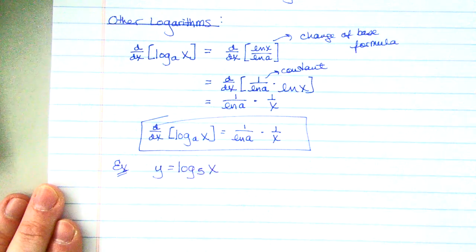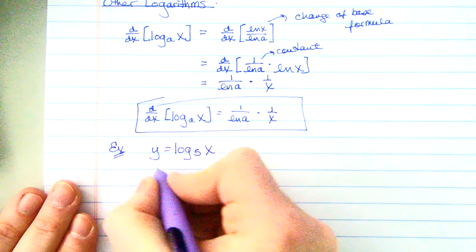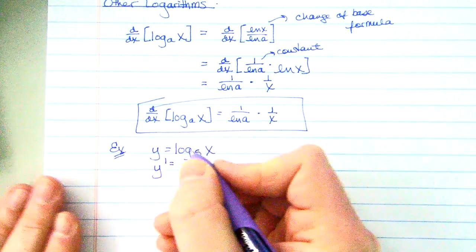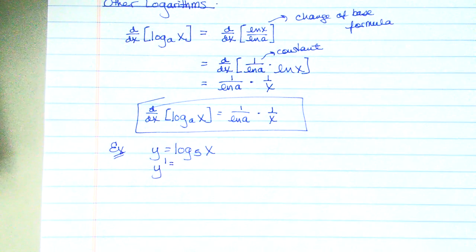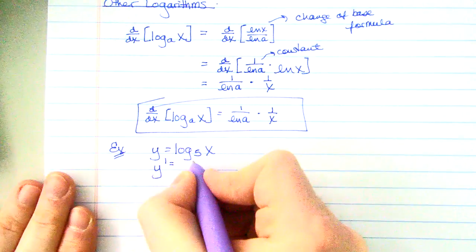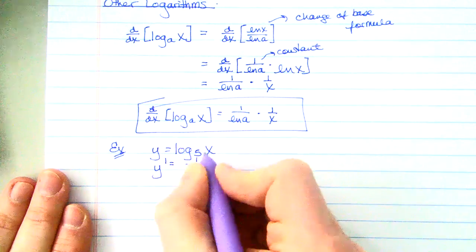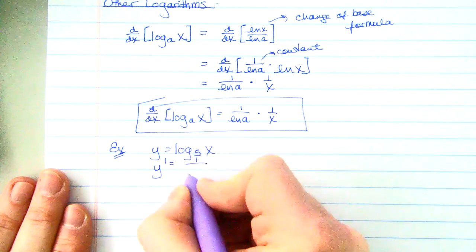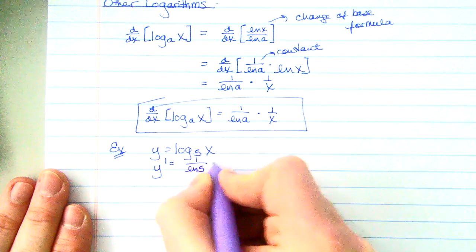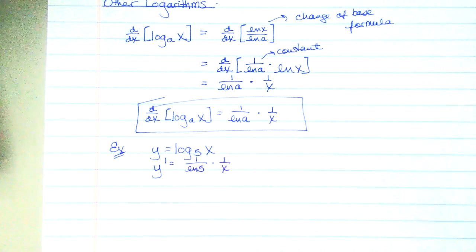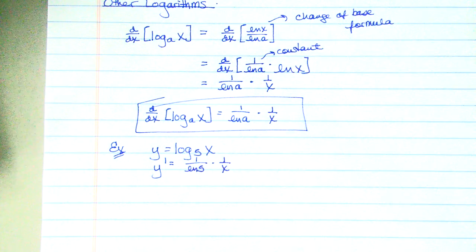Y equals log base 5 of x. If I want you to find the derivative, there is nothing fancy at all. You're going to go straight into this new formula that I gave you, which says you should do 1 over the natural log of whatever the base of your log is, so 1 over the natural log of 5 times 1 over x. That's our derivative. That's the formula that will give us the slope of that log function anywhere.